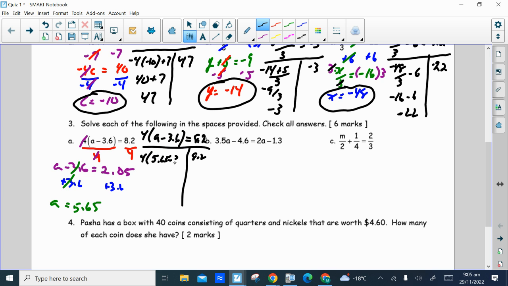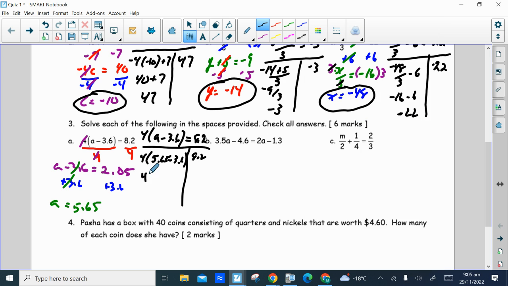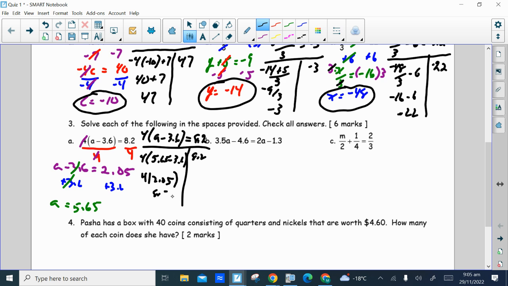5.65 take away 3.6 is 2.05. And if you multiply those out, you will get your 8.2. So it checks. We just showed that our answer is correct.